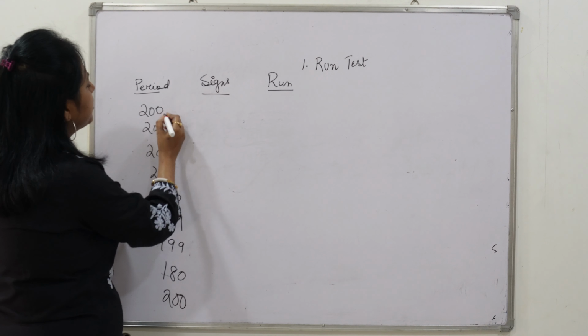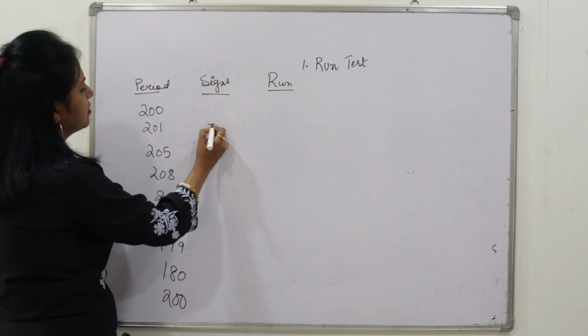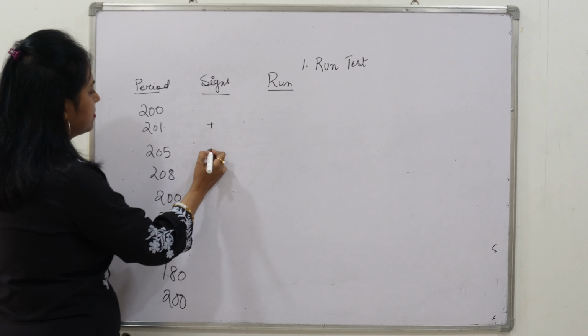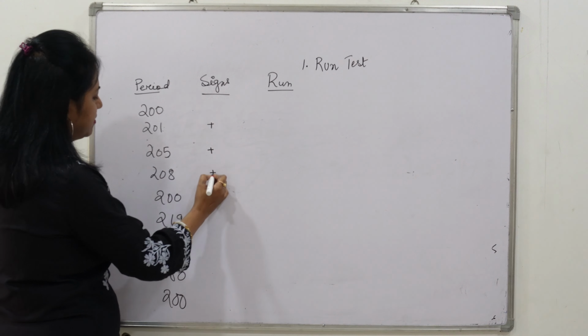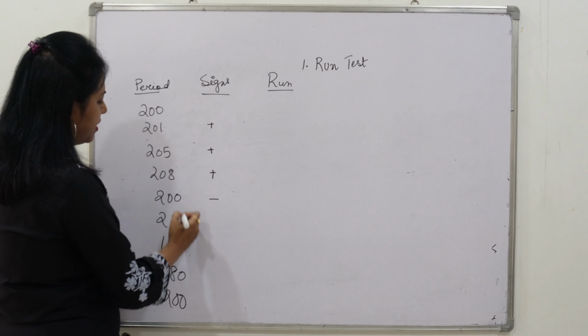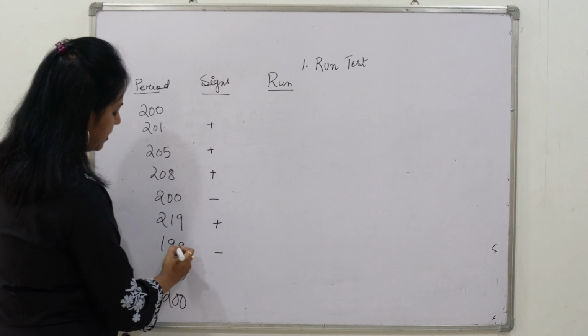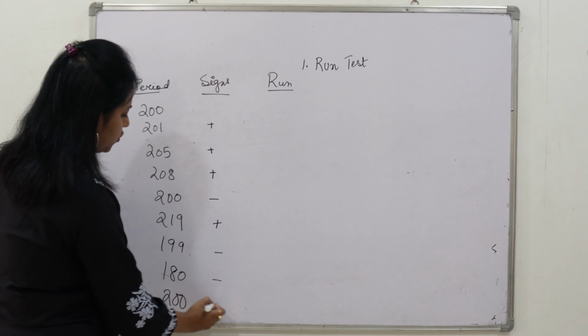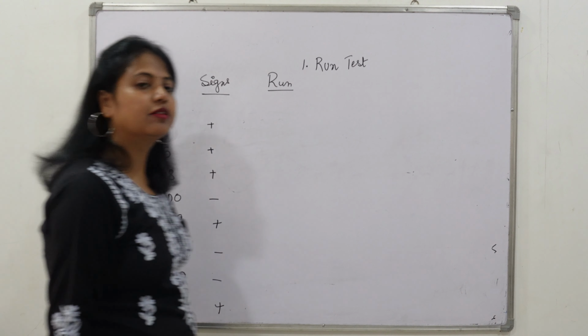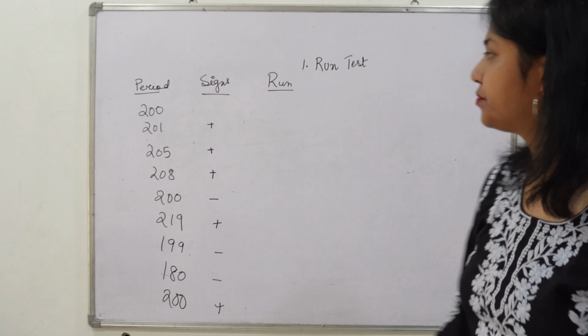So let's see, from here to here, what is the sign? It's a plus sign. Here to here again a plus sign. Here to here again a plus sign. Here to here a minus sign. Here to here a plus sign. Here to here a minus sign. Here to here a minus sign. Here to here a plus sign. Right? So we have discovered the signs.